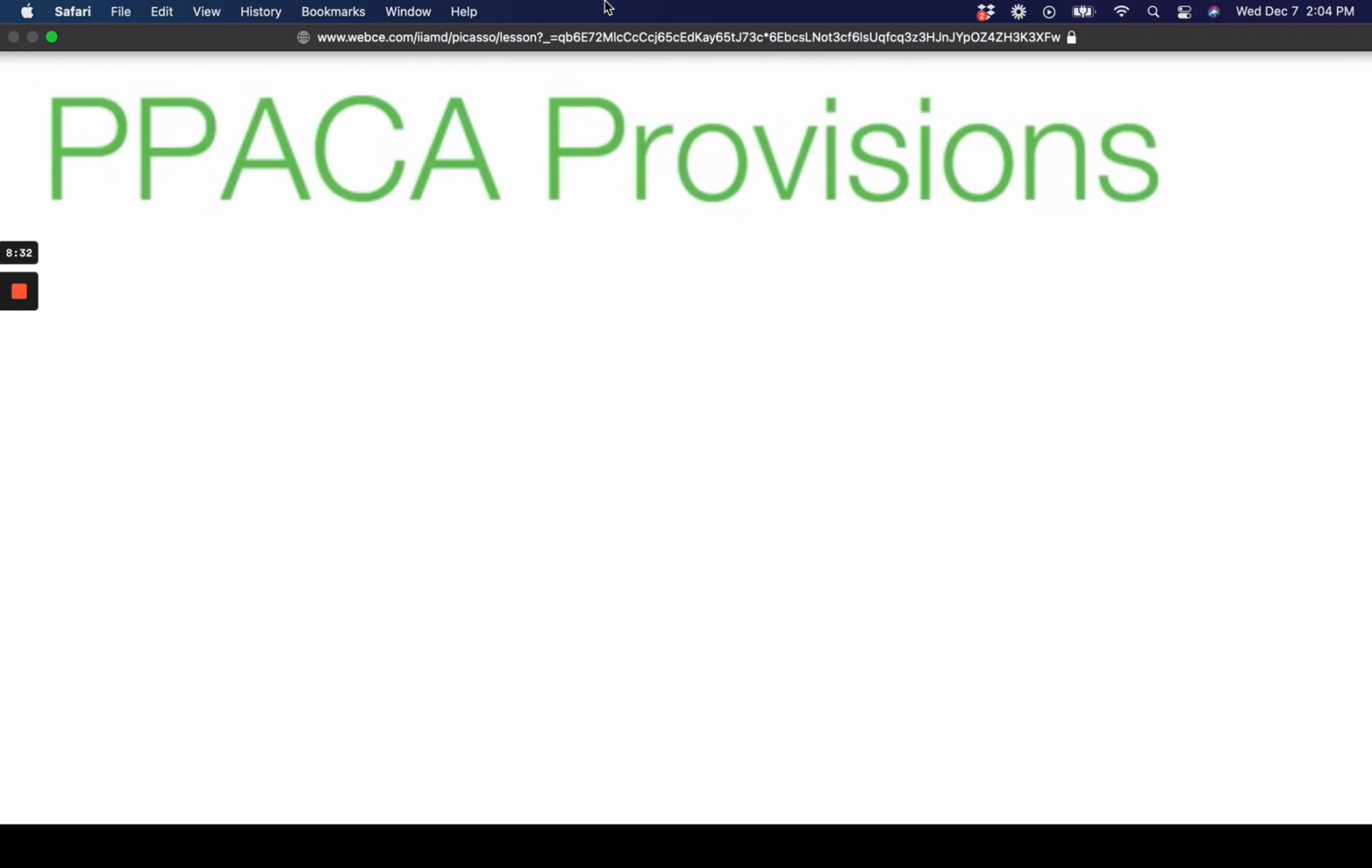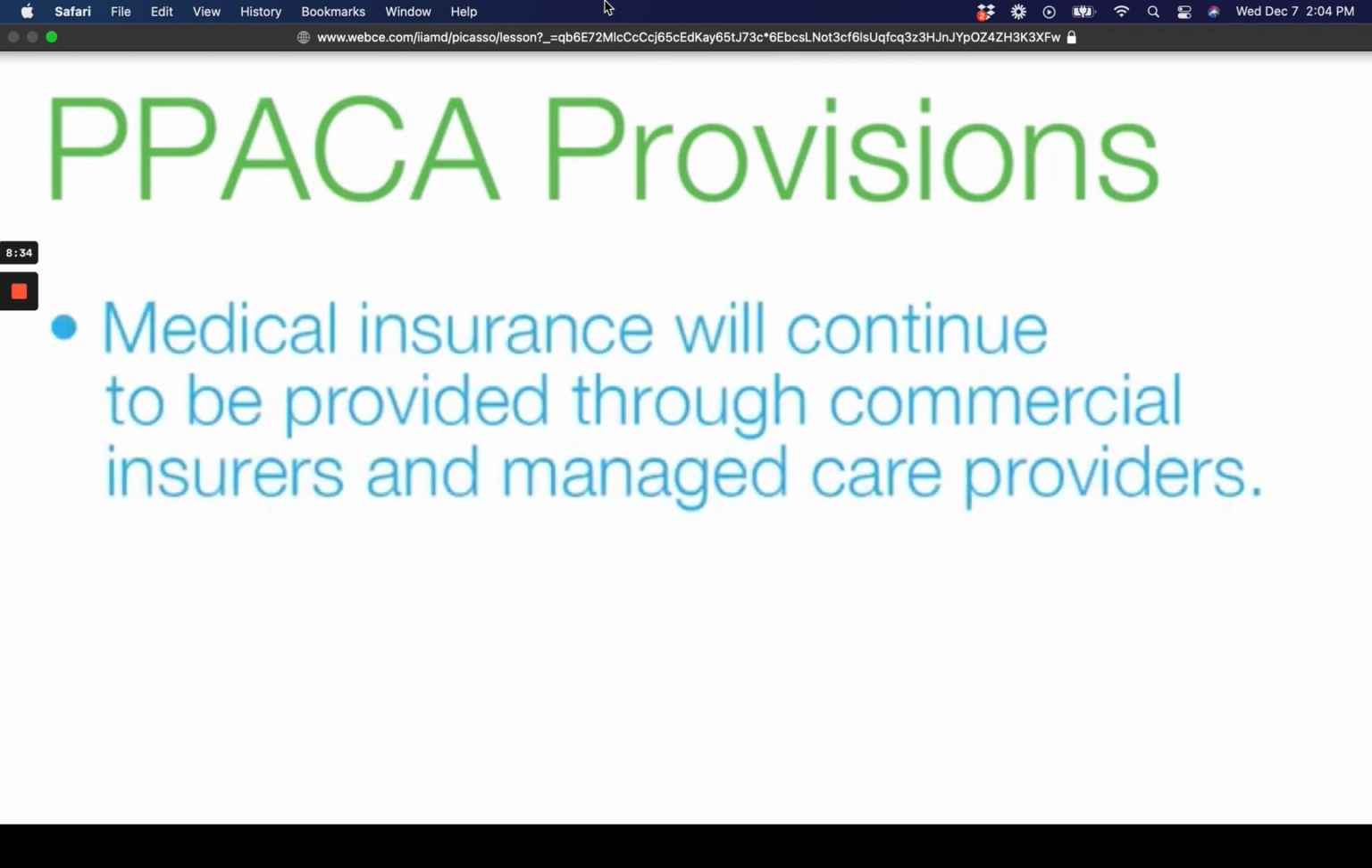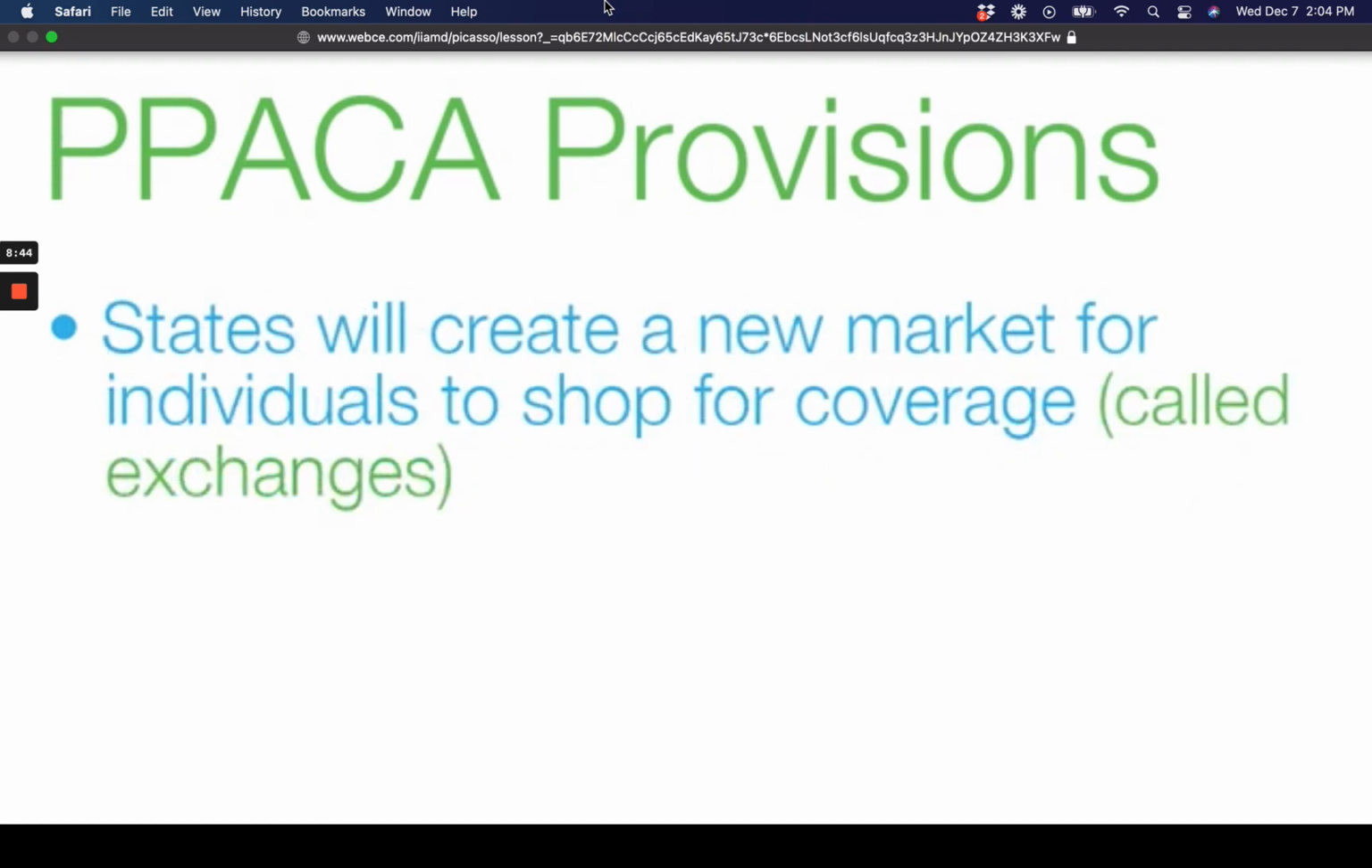Some of the things that will likely remain true even after the PPACA is fully effective include the following. First of all, medical insurance will continue to be provided through commercial insurers and managed care providers like HMOs and PPOs.